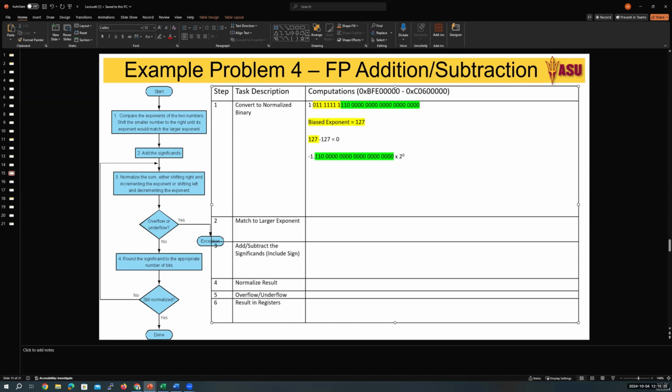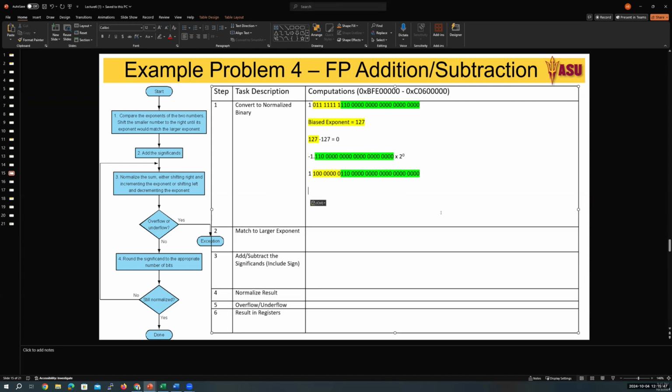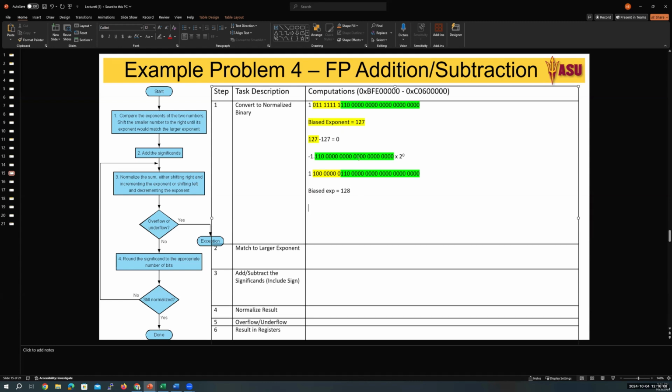Also, it's a negative number because the first bit was 1. Similar to this, we convert the second number. I already have the second number written, so I'm going to write it down here. All right, so this is the second number. If you check the yellow part, the biased exponent is 128. So the unbiased exponent is going to be 128 minus 127. So we're basically going to have negative 1.11 times 2 raised to the power 1, because 128 minus 127 is 1.